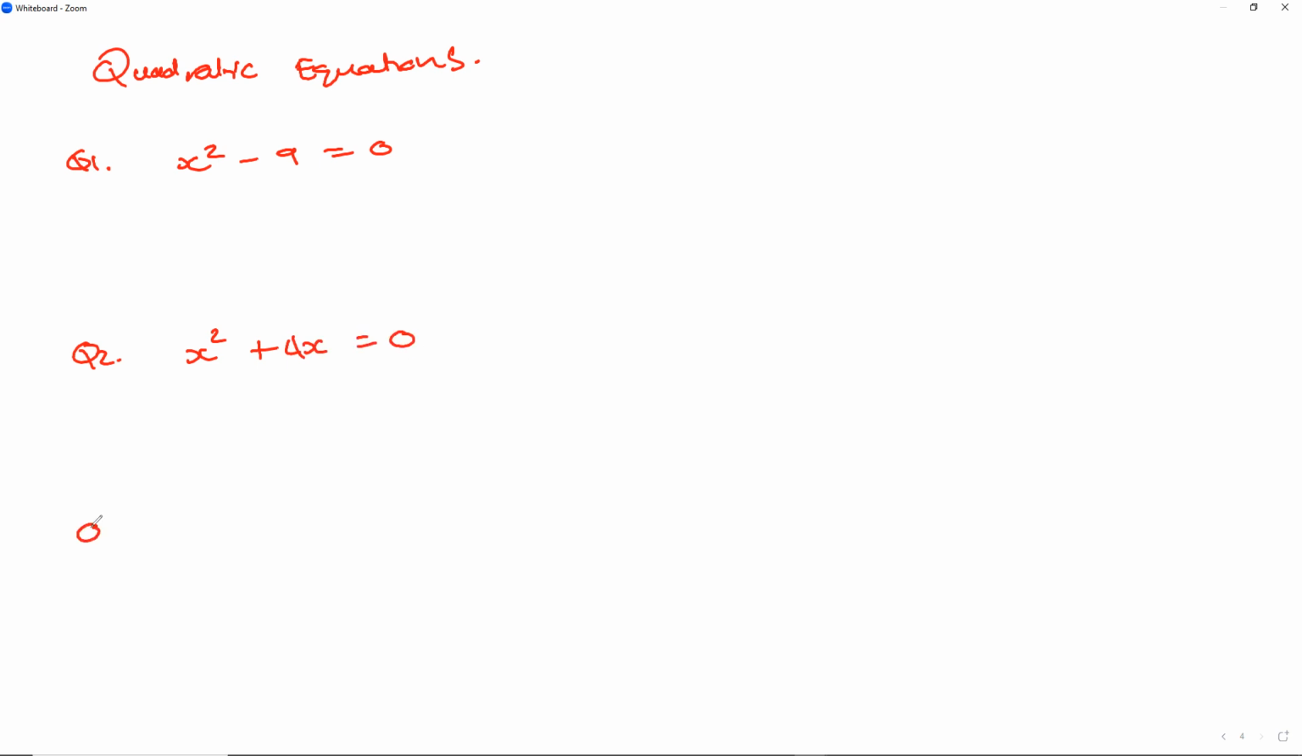Let's move back into quadratic equations now. And let's see if we can solve some of these quadratic equations. All right, so question 1, I've got x squared minus 9 equals 0. Grab a blank piece of paper and see if you can solve this one at a time.